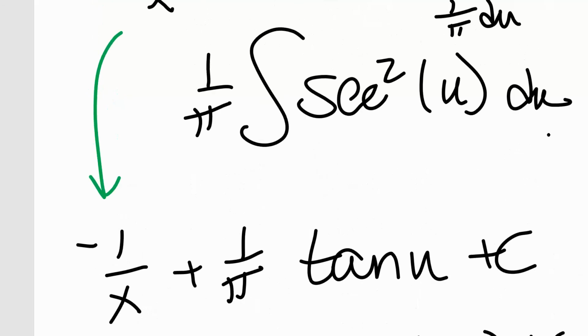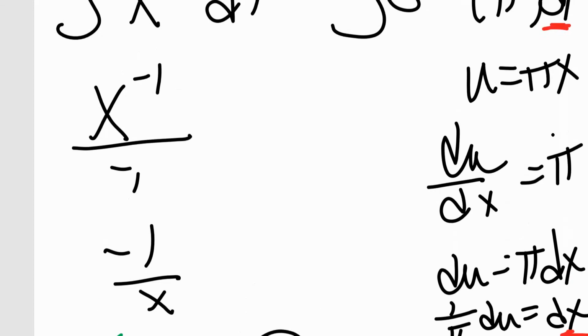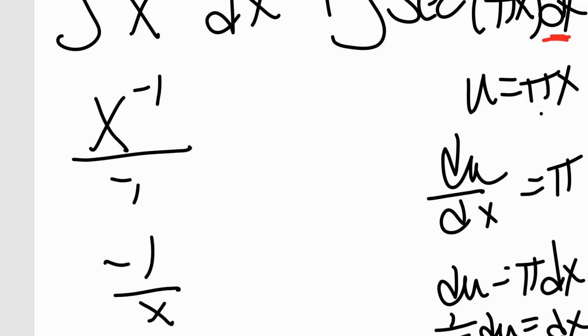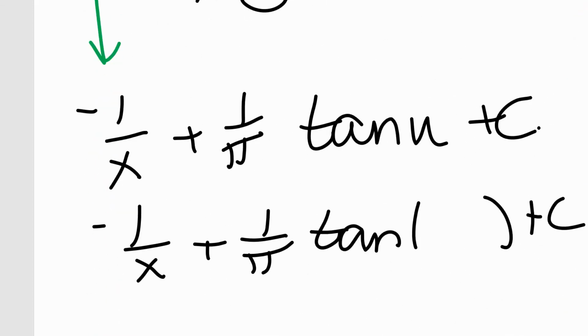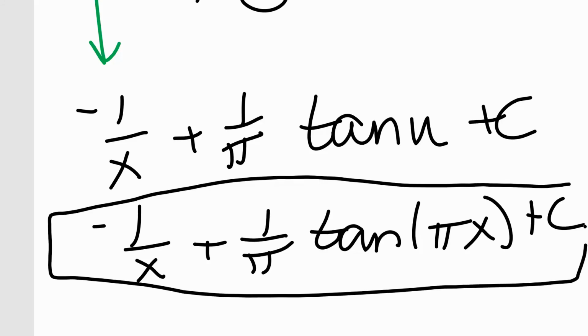This is why everything has to be labeled. Go up and remember what u was. U over here I labeled as pi x. So that's what's going to go inside my parentheses, pi x. And this is my final answer.